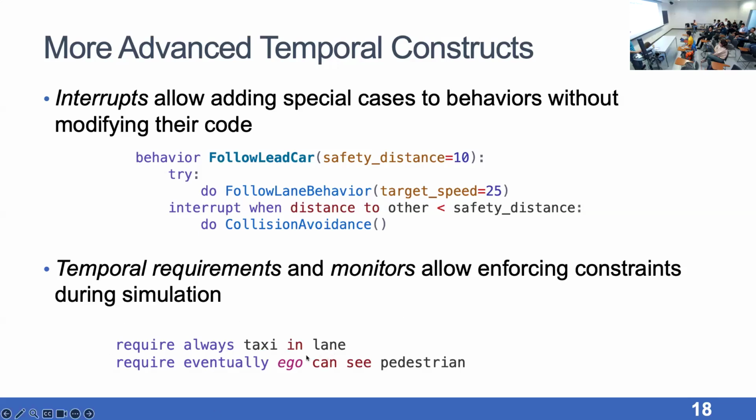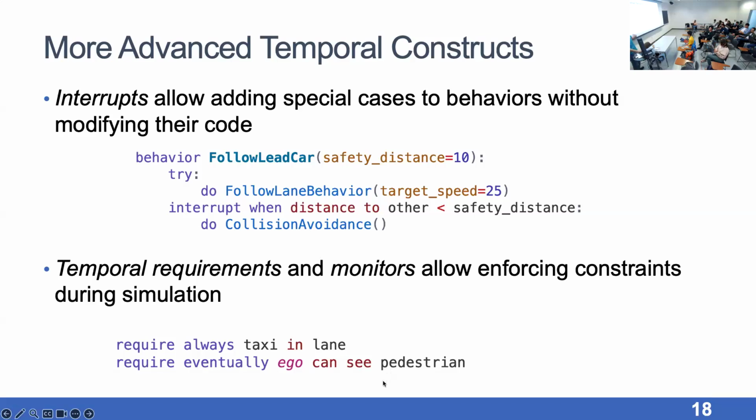For those of you who know what that is, basically what this is saying is: require always that the taxi be in the lane. Here I'm using this in operator, which checks whether this object is in this region. Maybe I've picked a particular lane. This is saying at every time step, the taxi should be in that region. If it's not, at some time step, Scenic will throw out this simulation and try to find a new one.